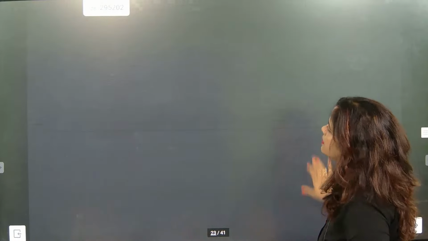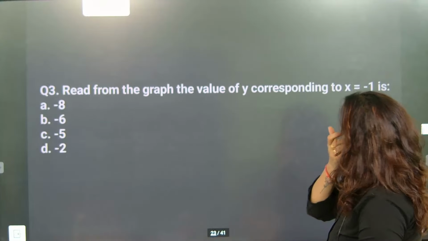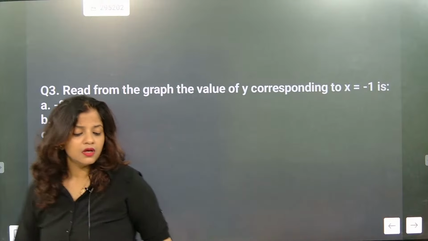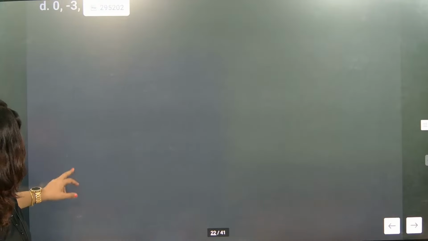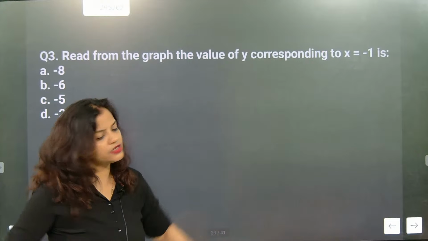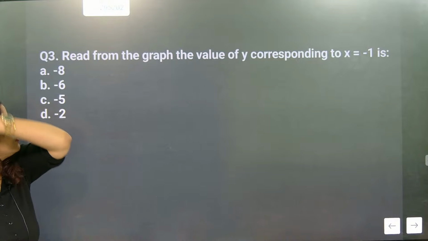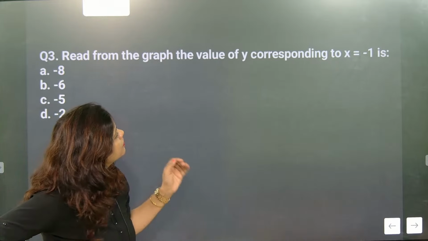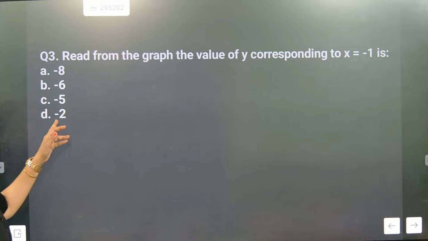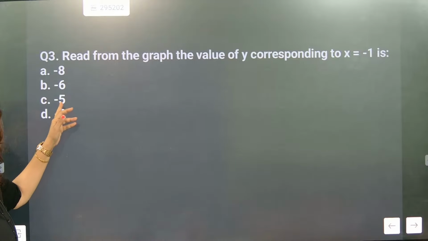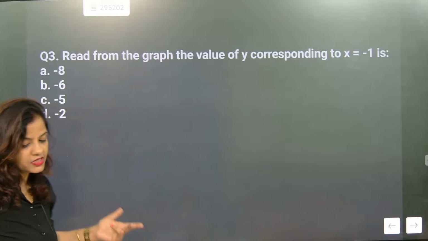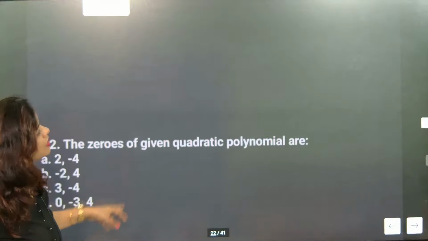Next question: read from the graph the value of y corresponding to x equal to minus 1. I think I've given you the values. Check this one out. What was the value? Minus 2 comma 1, or minus 2 comma minus 1, or minus 5? Let's check this one out.